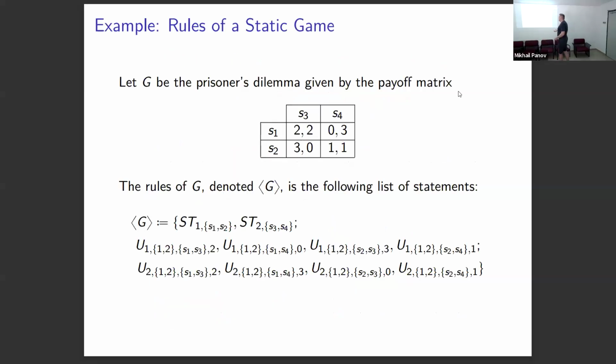Here's how I can construct the rules of the prisoner's dilemma. It's going to be 10 statements: 2 statements which describe the sets of strategies for either player, and for each player 4 rules which describe his payoff in each cell. That's the rules of the game, and after that I can say the player knows the rules of the game.